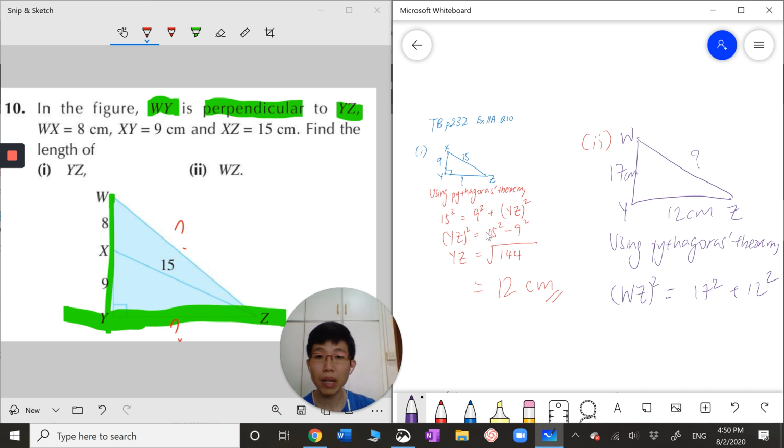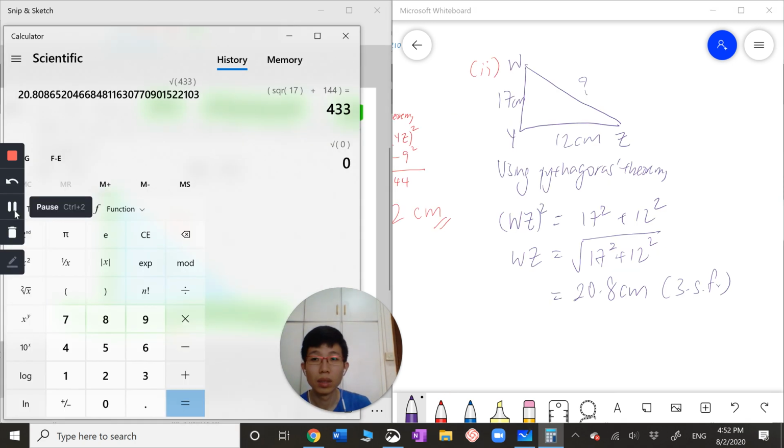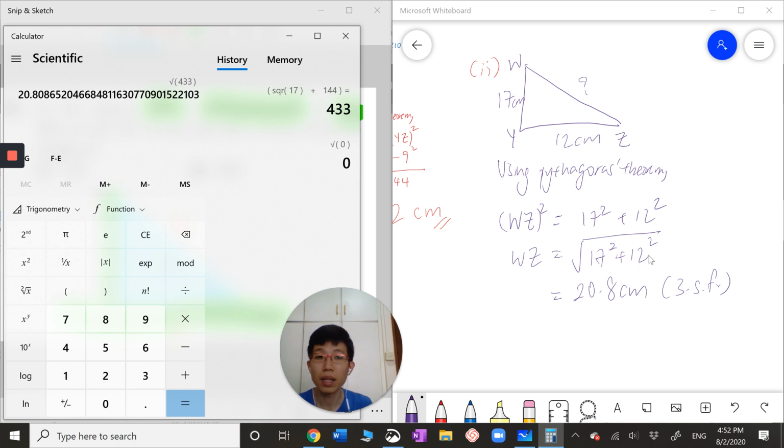Some of you, when I was looking through your work, just say YZ squared equals 15 squared minus 9 squared. This one is not Pythagoras theorem. This one over here is the Pythagoras theorem. After that, I simplify my answer. In order to find WZ, I take the square root on both sides. WZ equals the square root of 17 squared plus 12 squared, which gives me 20.8 cm.